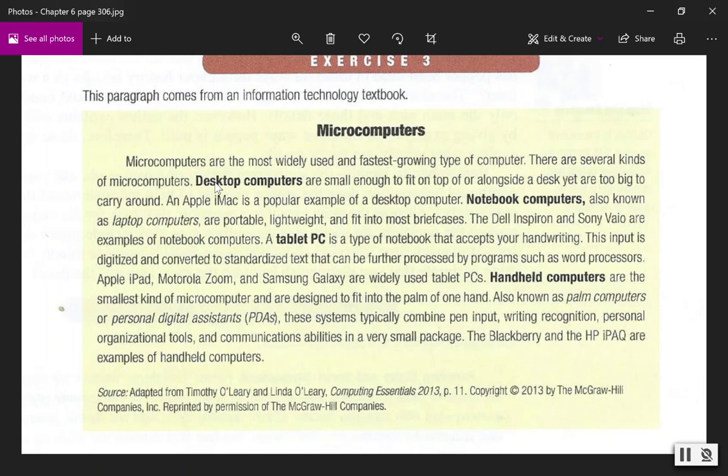What's an example of the desktop computer? It's the Apple iMac. That's a minor detail right here. Notebook computers, examples: Dell Inspiron and Sony Vaio. Those are minor details. Tablet PC, that's our major detail. A minor detail, an example of it, would be an Apple iPad, Motorola Xoom, and Samsung Galaxy. These are the minor details. And then handheld computers, these are the PDAs, the BlackBerry, and HP iPaq. Those are minor details supporting what this handheld computer is.